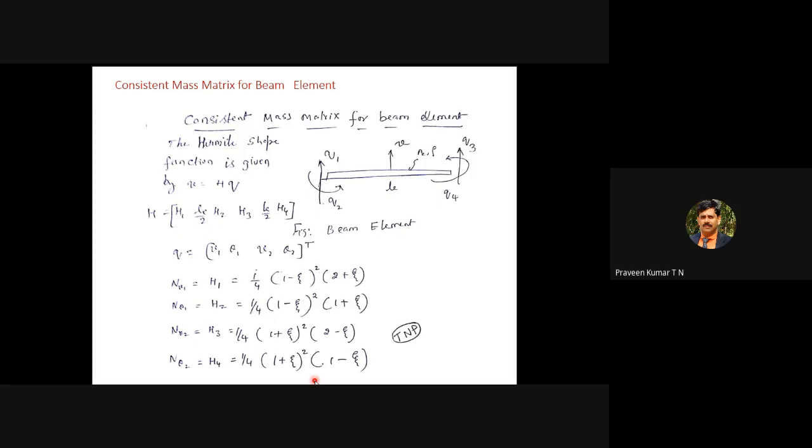But for the truss, N1 is given by 1 minus xi divided by 2, and N2 is given by 1 plus xi divided by 2. Those are the shape functions. In a similar way, for the beam element we have N1, N2, N3, N4. Instead of calling them N1, N2, N3, N4, you refer to them as H1, H2, H3, H4. You are familiar with those formulas you have studied.